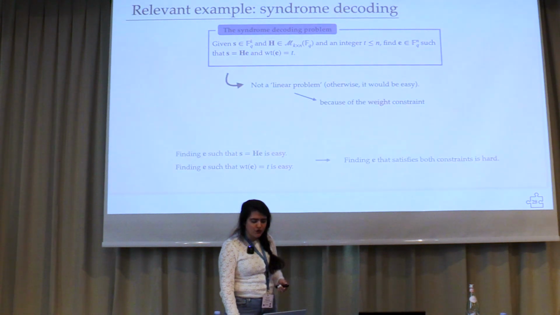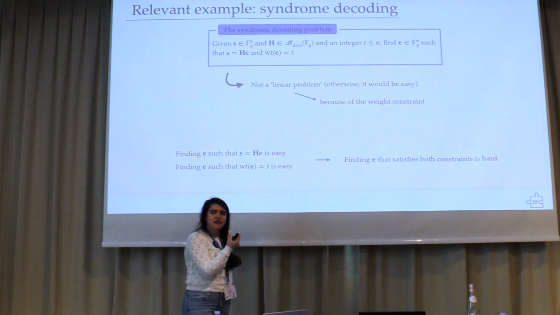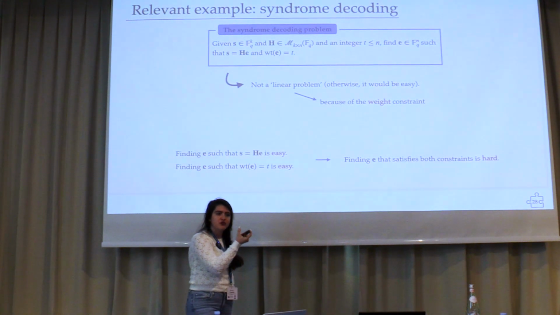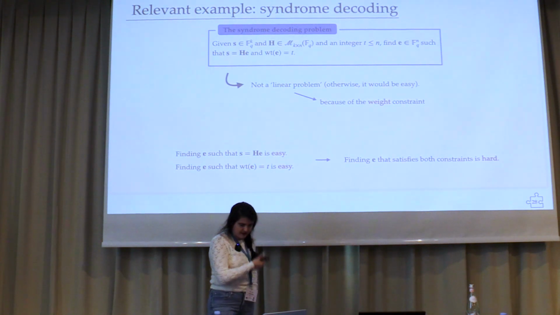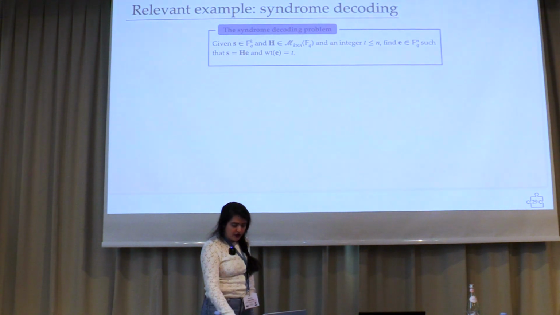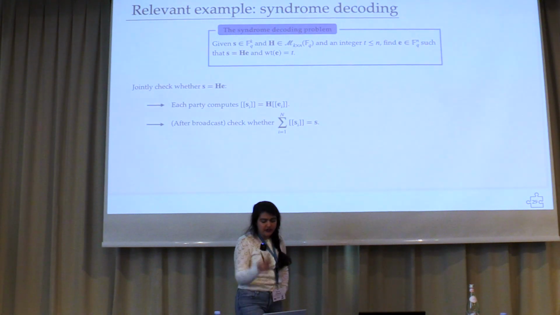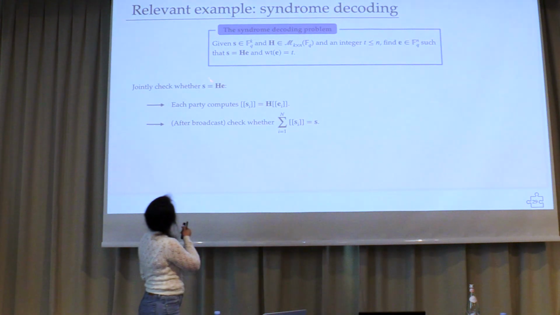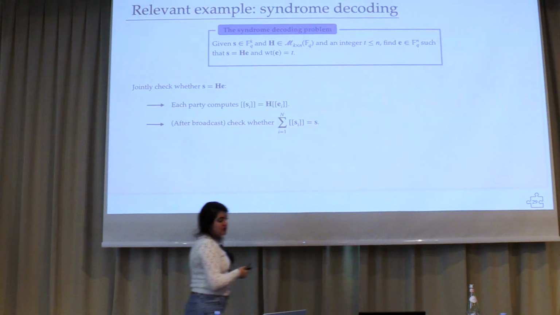The weight constraint is also what is going to make it more complicated to build the MPC protocol with this. I don't mean computationally hard, but more complicated. So how do we jointly check whether e satisfies this linear constraint, with this input s and H?